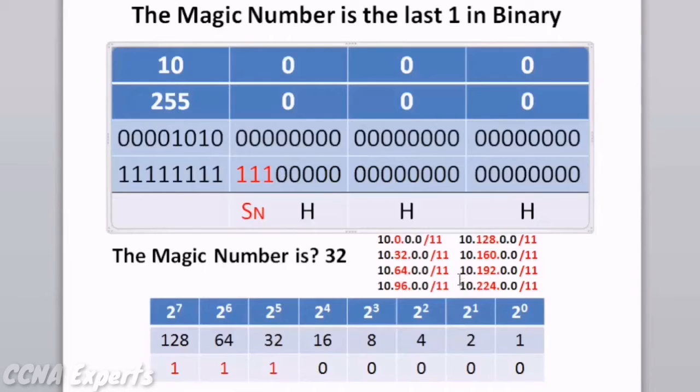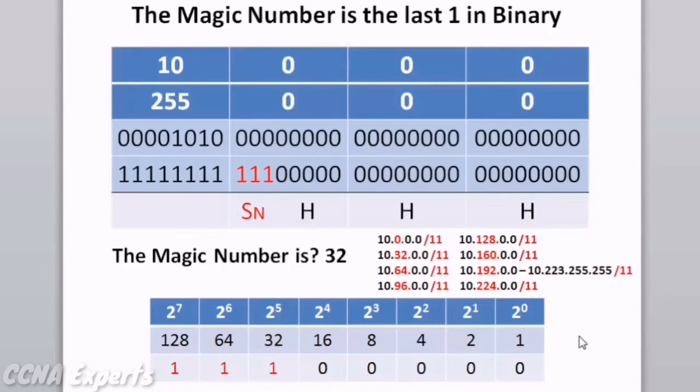For instance, if we take a look at this 10.192.0.0 subnet, the next subnet is 10.224. So that means the host addresses go from 0.1 all the way up to 10.223.255.254 as the last usable host, and 255 is the broadcast. The next address is 10.224.0.0, which is the next subnet. All of these subnets are now /11.